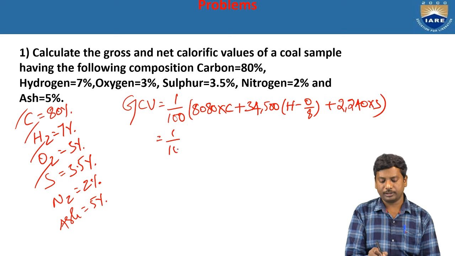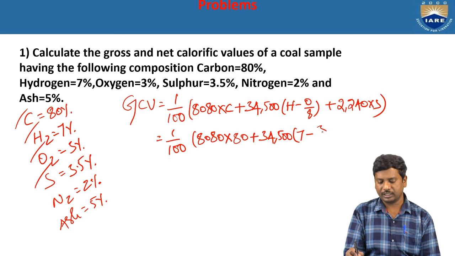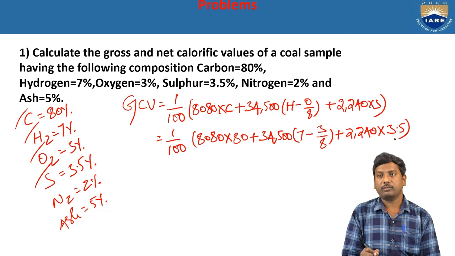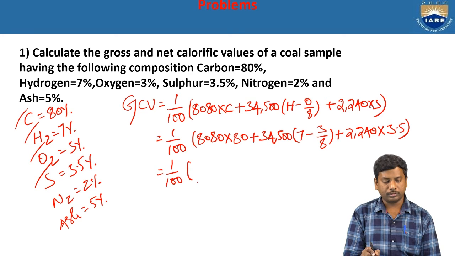That means 1 by 100 into 880 into, what is the percentage of carbon given, 80, plus 34,500 into, what is the hydrogen, 7, minus, what is the oxygen percentage, 3 by 8, plus 2,240 into, what is the sulfur percentage, 3.5. That means 1 by 100 into 880 into 80. We get the value nearby 6,46,400.